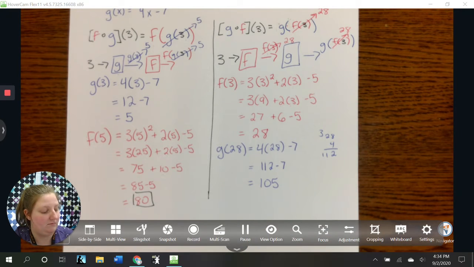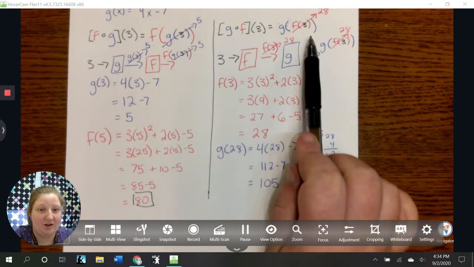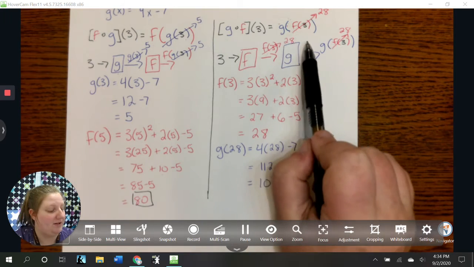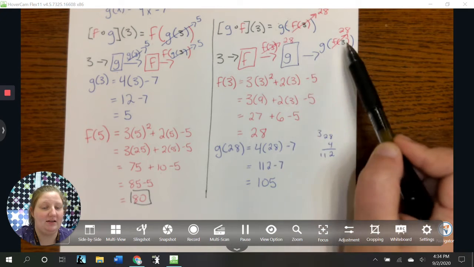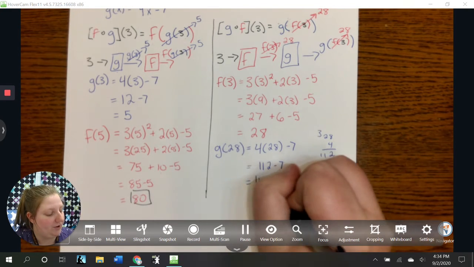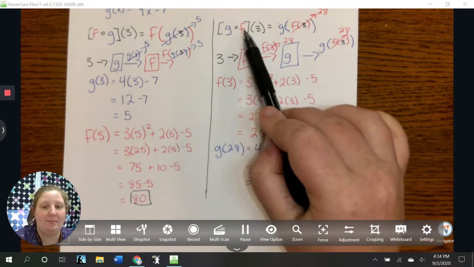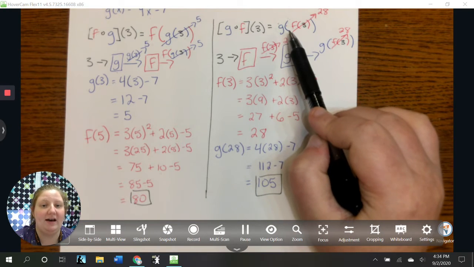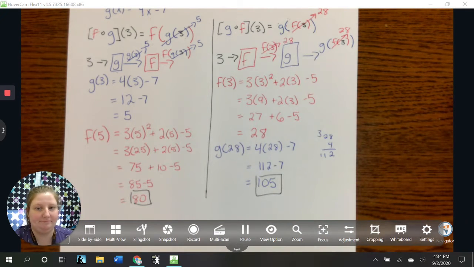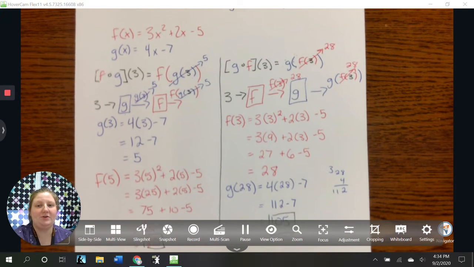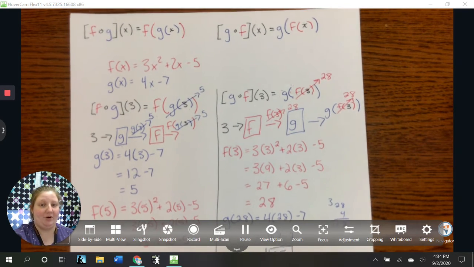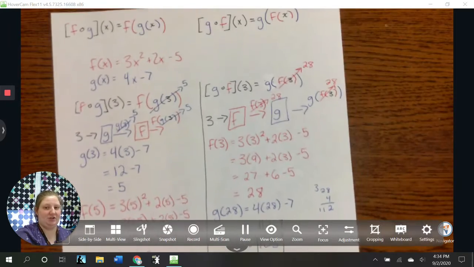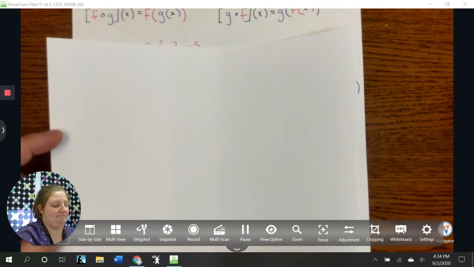So again, we started on the inside. We started with 3. We plugged that into f and got 28, and we then plugged our 28 into g and got 105. So 105 is our answer to g composed with f of 3, or g of f of 3. That's composition of functions when you're plugging in a number. You can use the same strategy if you're not plugging in a number at all, if you're just doing the functions. So let's do an example of that.